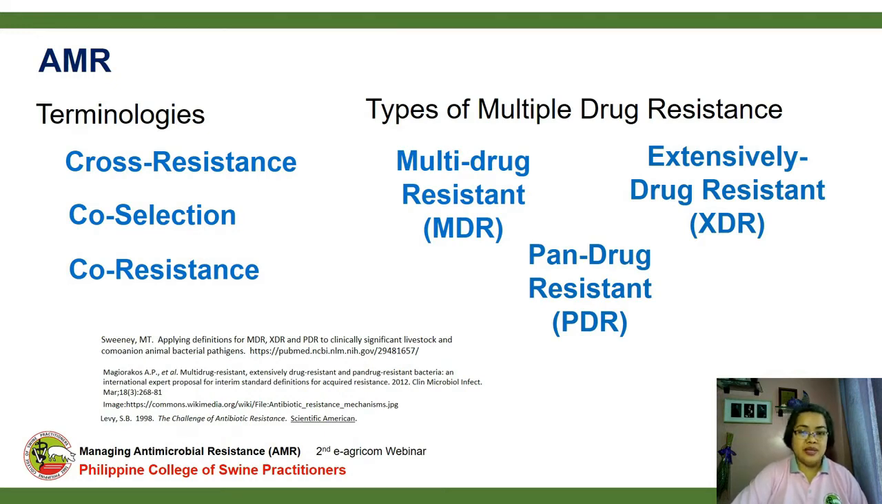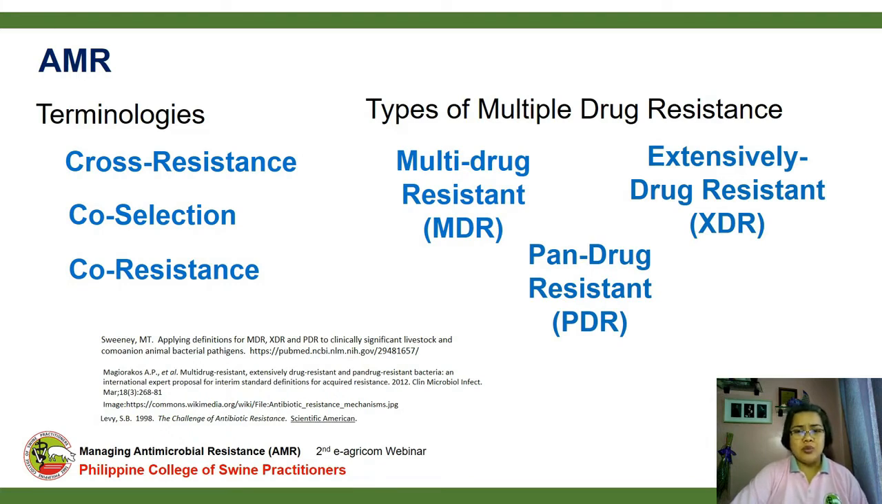An example would be TB in humans. There are also bacterial isolates that are extensively drug resistant, meaning they have resistance to at least one drug in all but 2 or fewer categories. So this means the bacterial isolates are susceptible to only 1 or 2 categories. So there are already limited options for treatment.